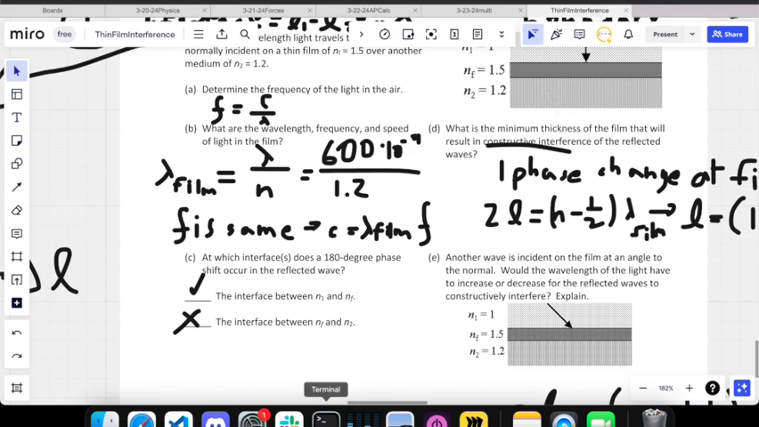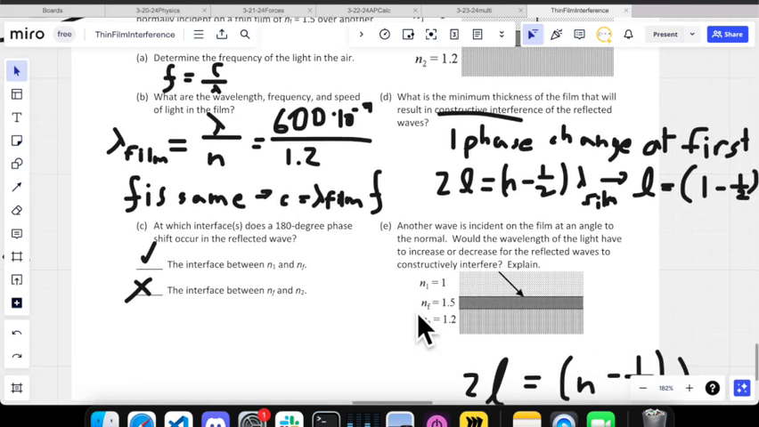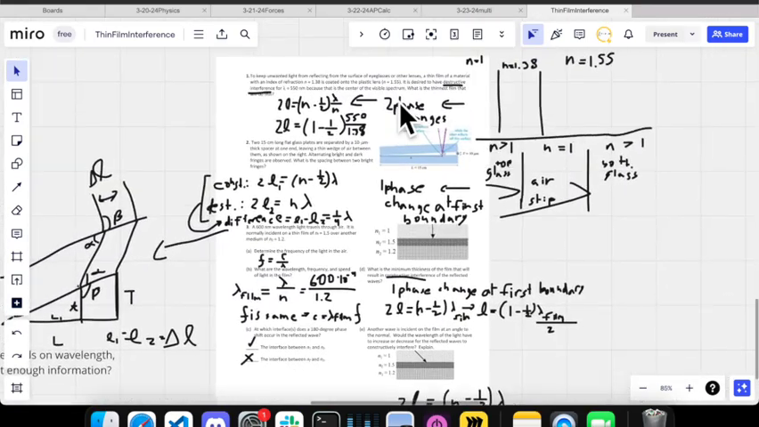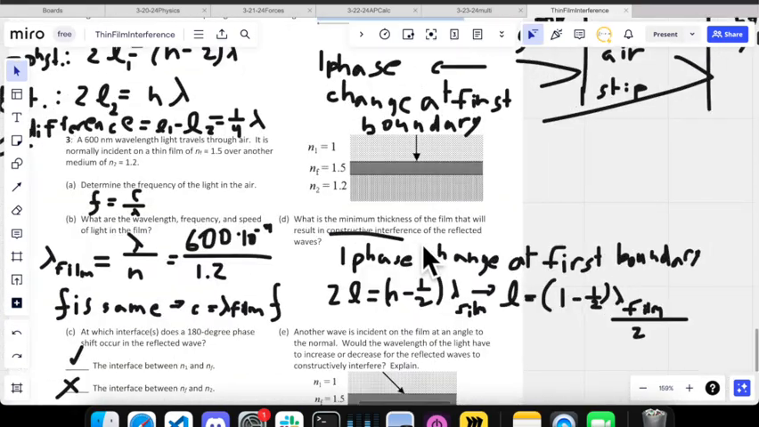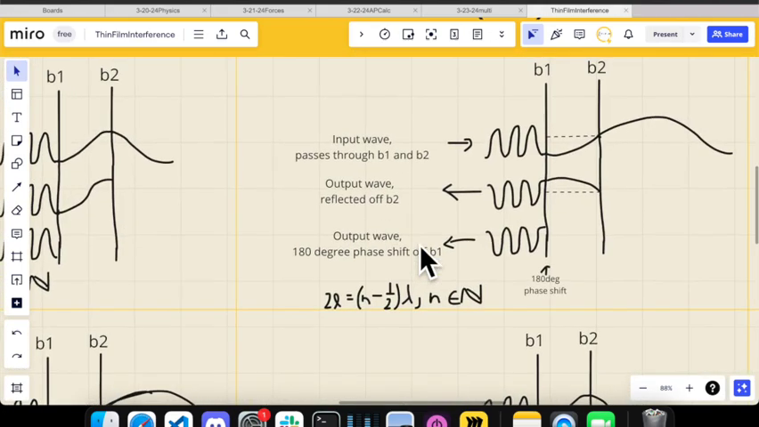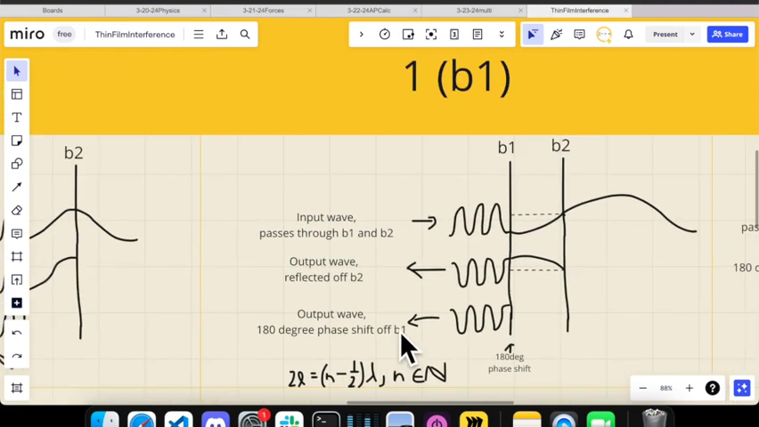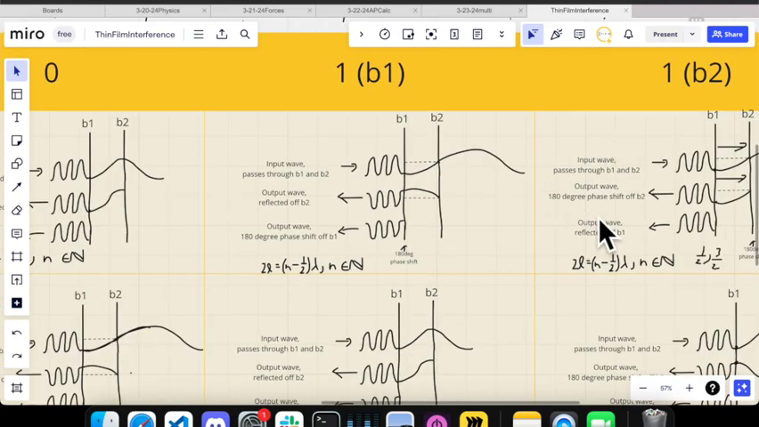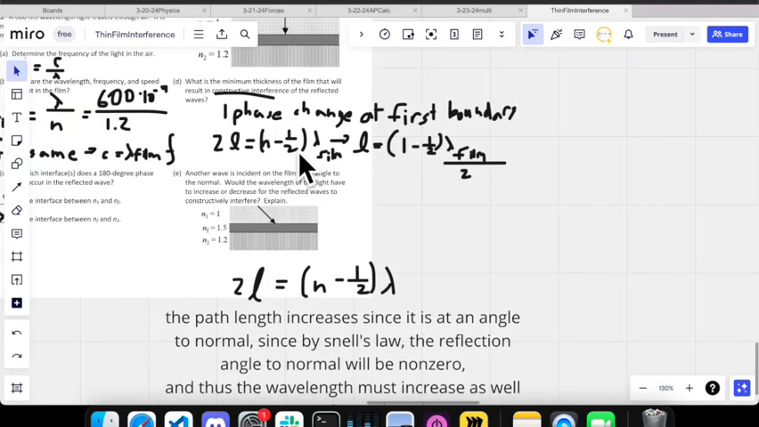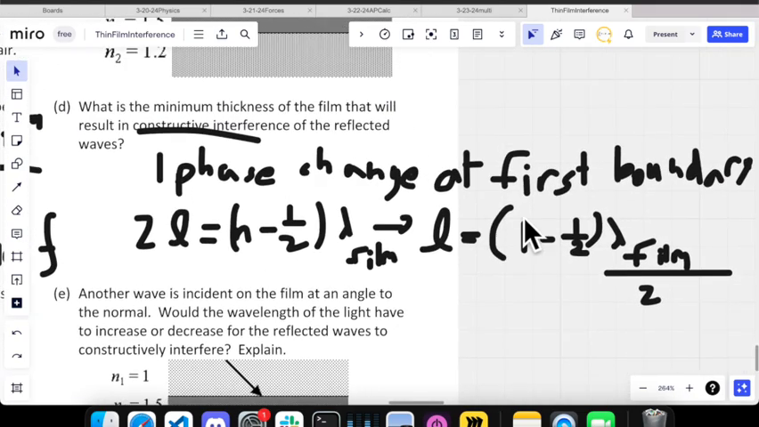All right, looking at the next question, they're asking what is the minimum thickness of the film that will result in constructive interference. This is pretty similar to the first question. We just figure out the formula. We have one boundary. We want constructive interference. So we want this formula, the same formula that we saw before that actually works for both scenarios where we get a phase change at the first or second boundary. And so this is the formula you use, or oops, up here. And also make sure to solve for the wavelength of the film.